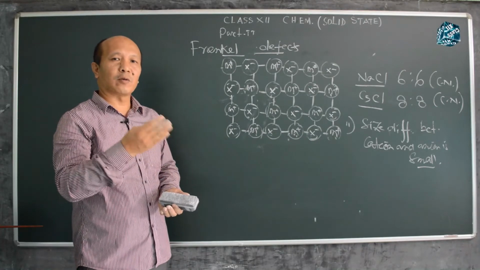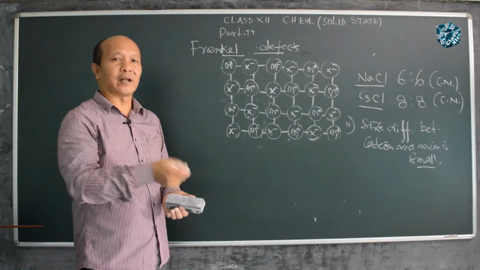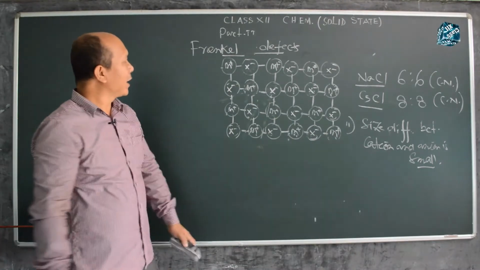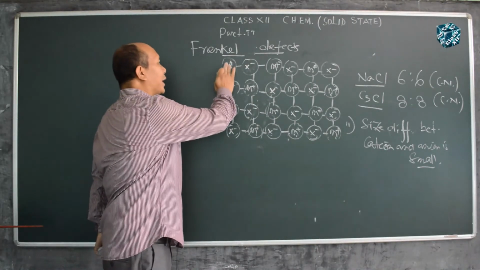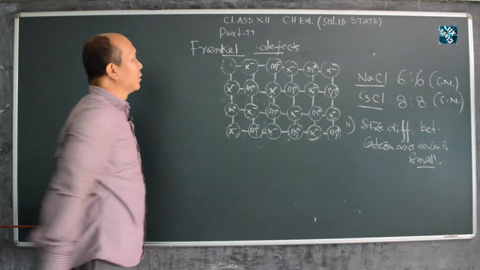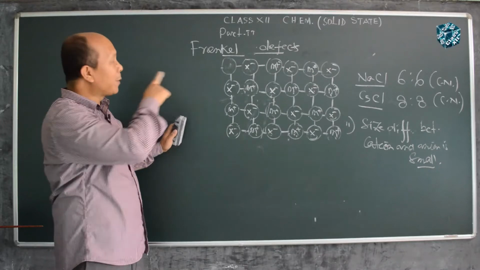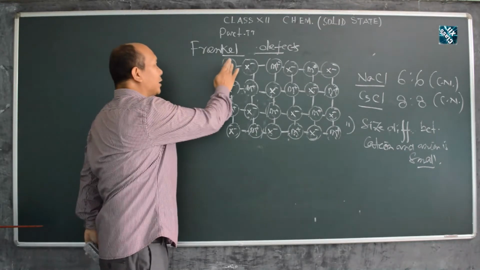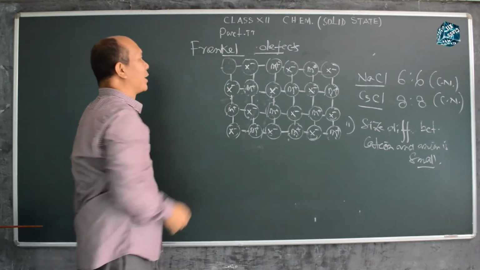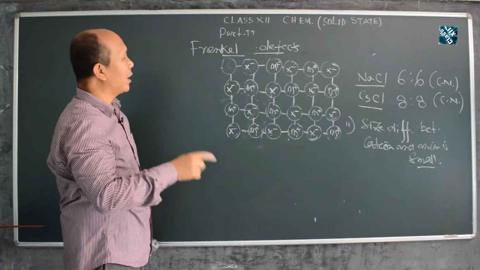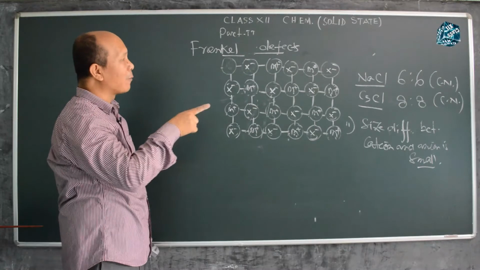Automatically the cation leaves its normal lattice site. That means a cation from its normal lattice site is missing, completely missing from the lattice, so a vacancy is created. The countable lattice points present in the crystal are the same, and the missing cation is present somewhere else in the crystal.